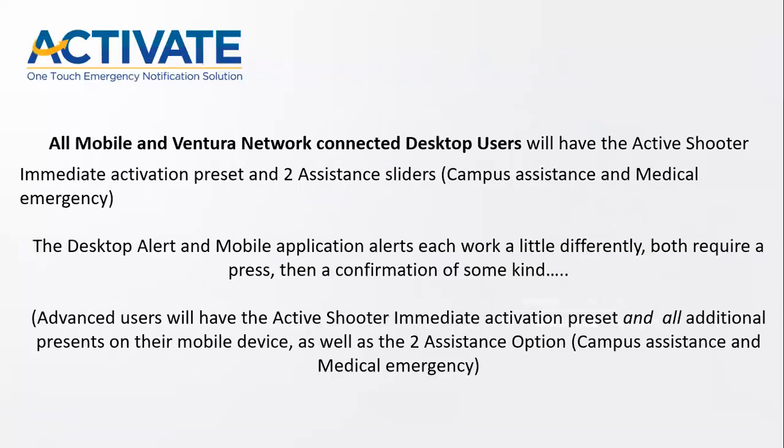So all mobile devices and any Ventura network connected desktop users will have access to activate, and this is for campus staff and faculty. You will have the ability to activate for an active shooter or request assistance for either campus assistance like a disturbance or medical emergency.